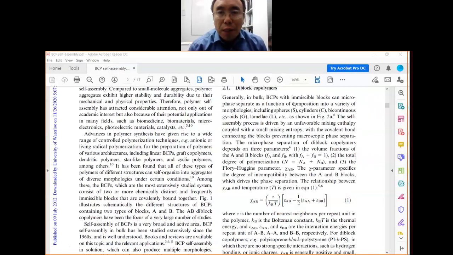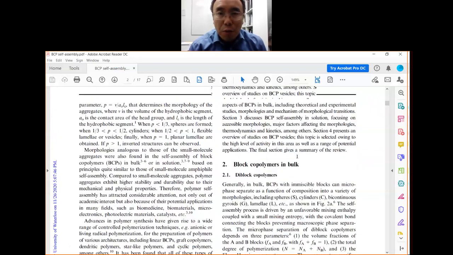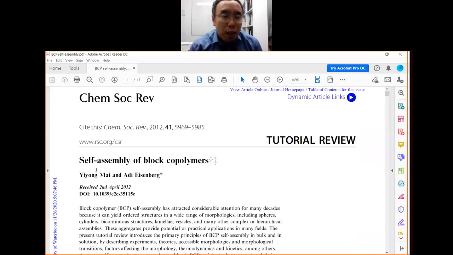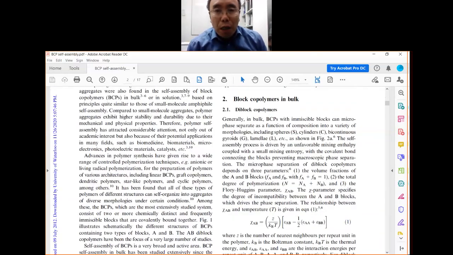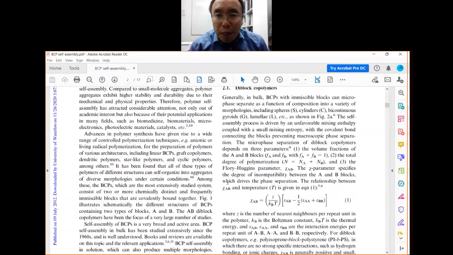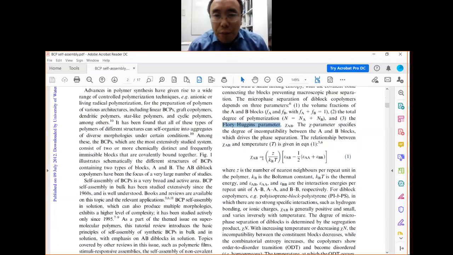But there are many review papers for the block polymer self-assembly. This is one of them. So you can read those kinds of papers. How different are the two polymers? Do they like each other or not? This is determined by this factor of chi AB, which is called the Flory-Huggins parameter. This number here is given by this formula, depending on temperature and other things.